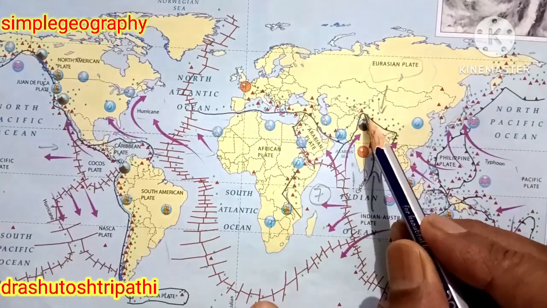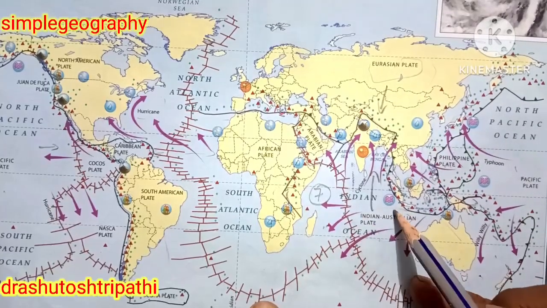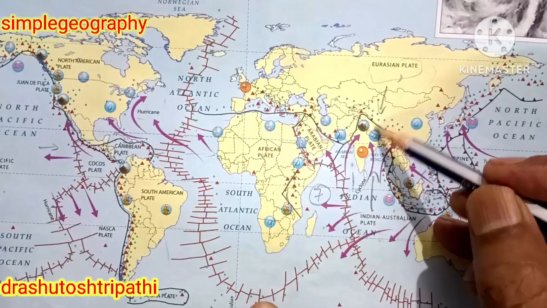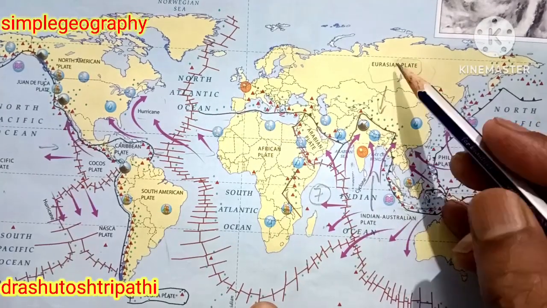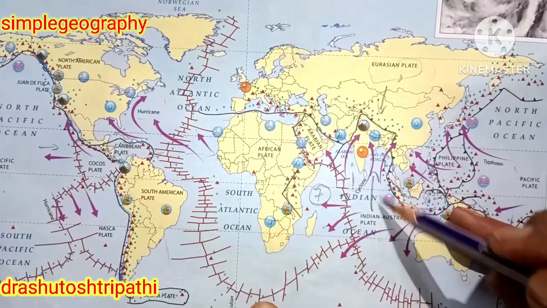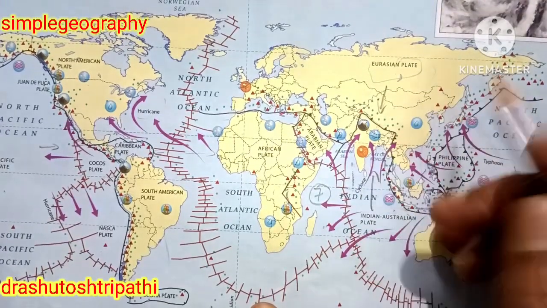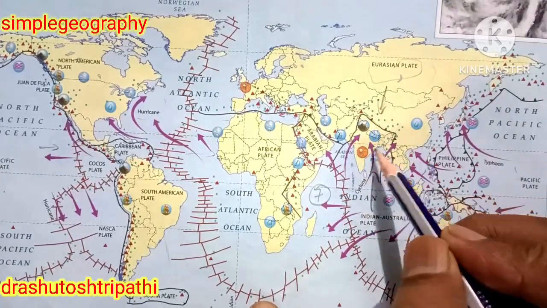This is the Himalaya. This is the Eurasian plate, and this is the Indo-Australian plate. Both are continental plates. When these plates move together, this plate moves this side and that plate moves that side. When the Eurasian plate and Indo-Australian plate collide with each other, the result is the Himalaya. One important thing about that is there are no volcanic activities.